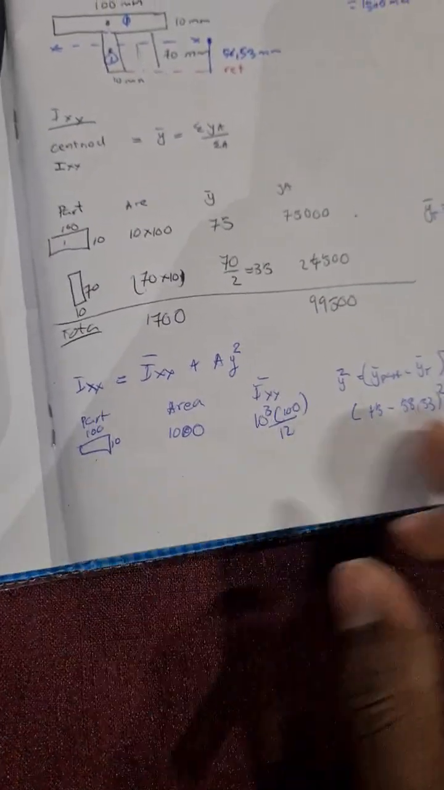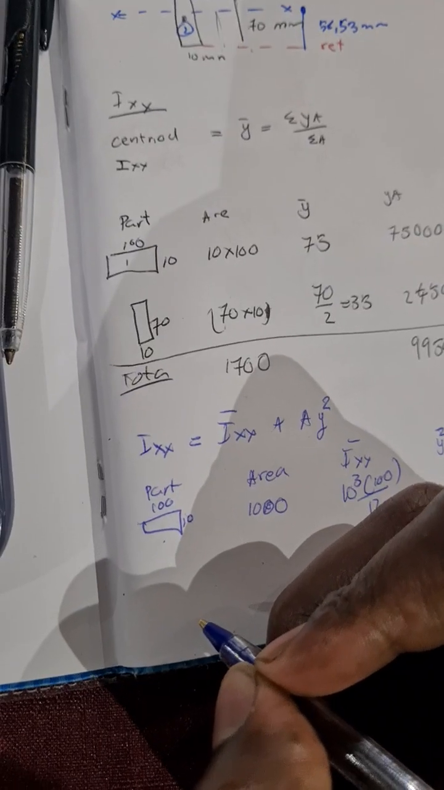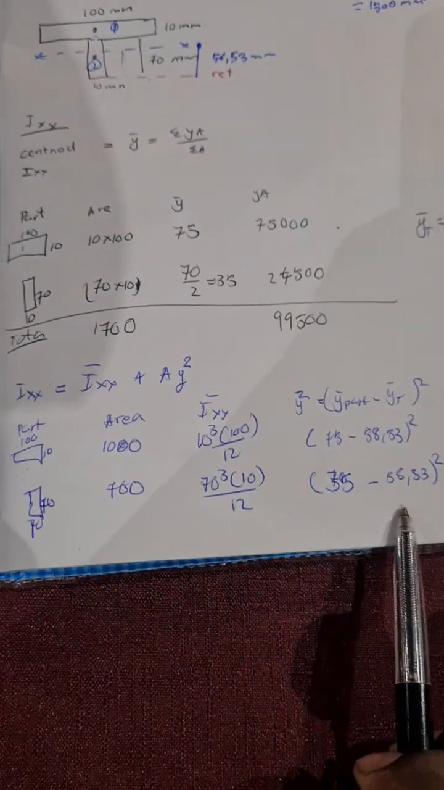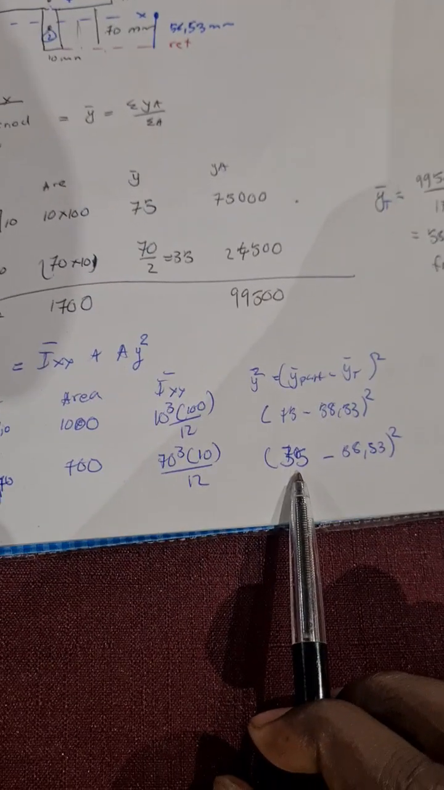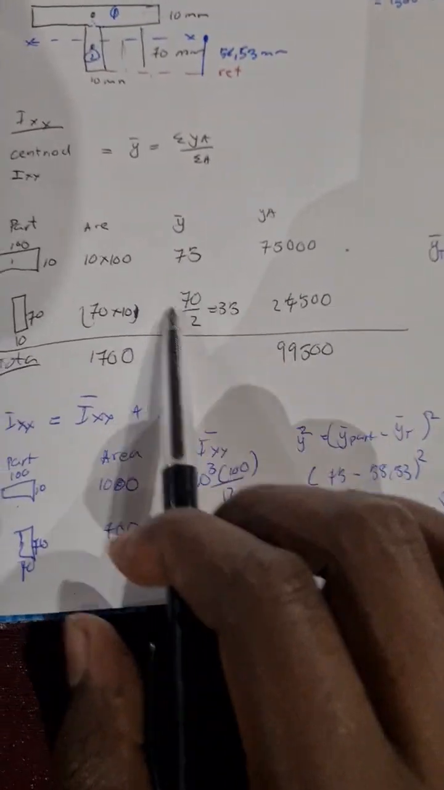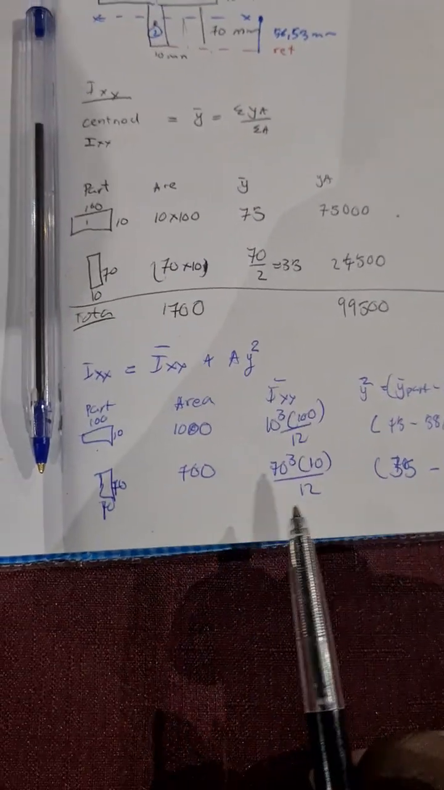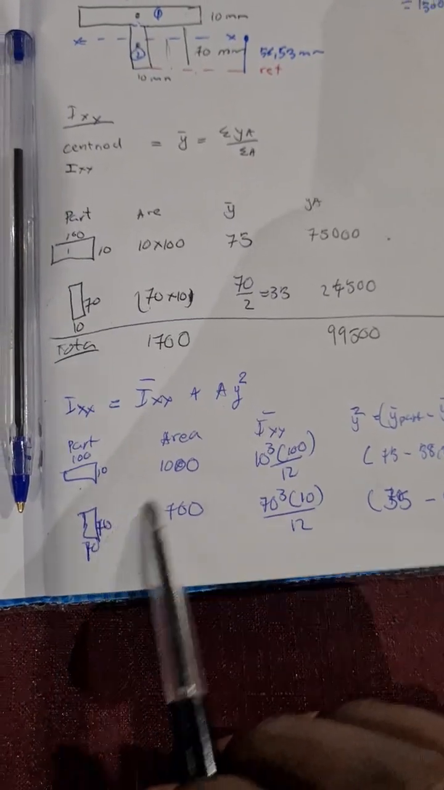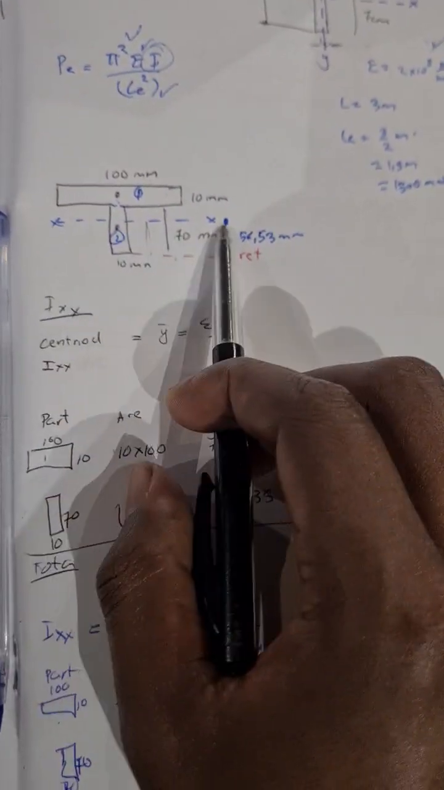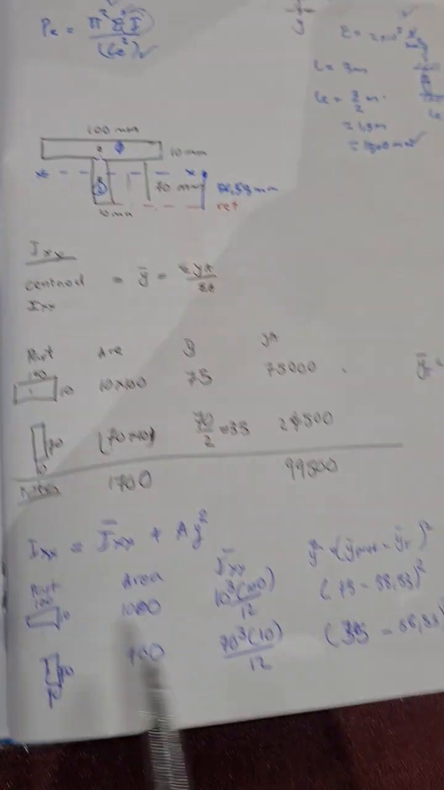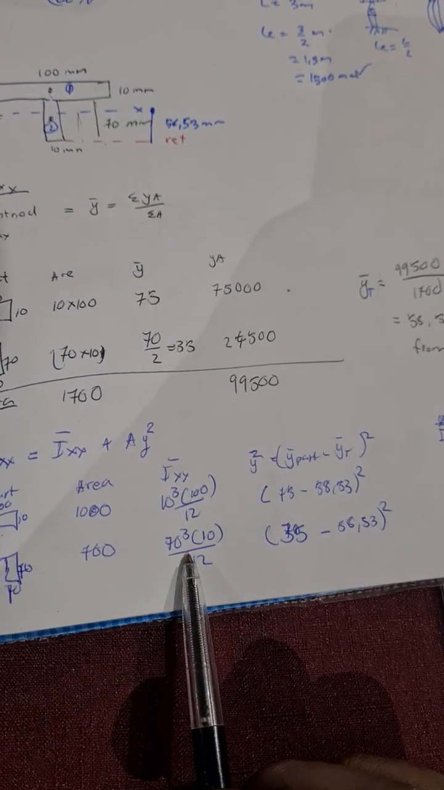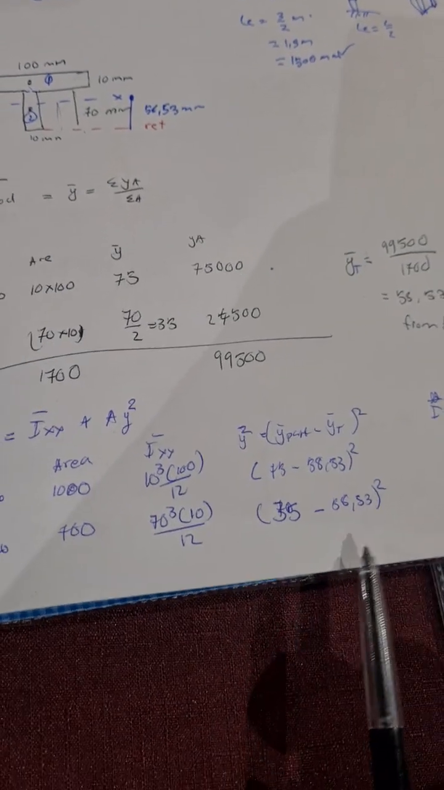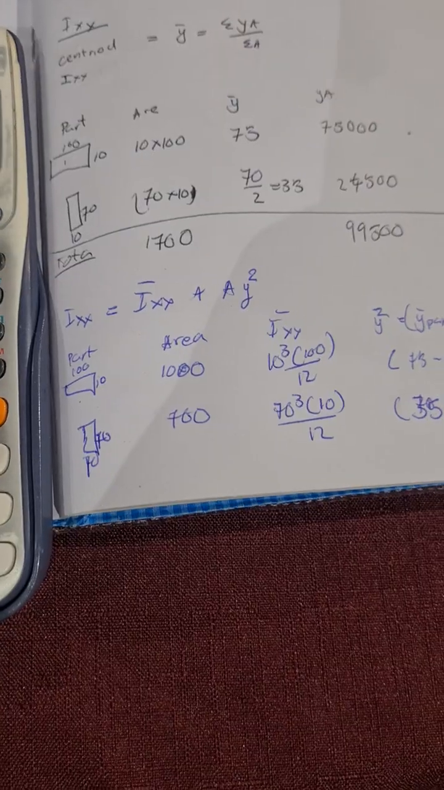Then again the same thing. Let me just pause and do it. Yeah, same thing for another part. So this is for another part: 35 minus this. Always remember, we cube the vertical one, this one is horizontal. Then let's go and find the answer.